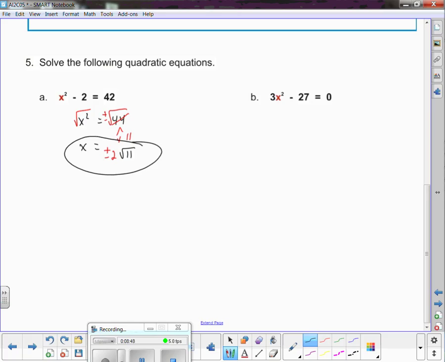And again, we're showing both answers in one, right? One answer is 2 times the square root of 11. The other answer is negative 2 times the square root of 11. Okay? And that's the solution.